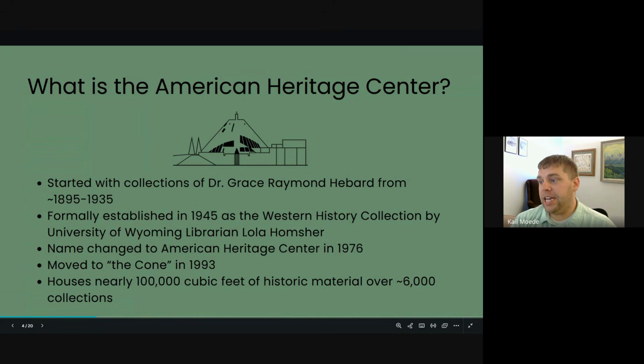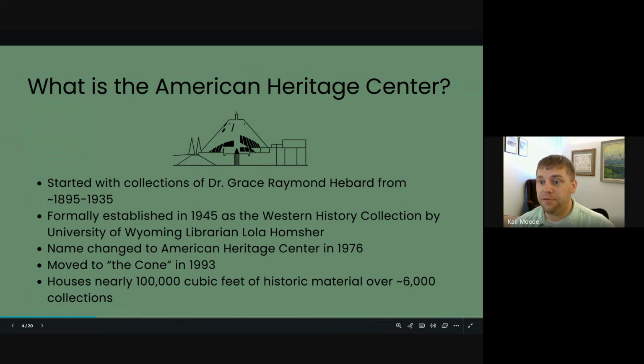But we were formally established in 1945 as the Western History Collection by University of Wyoming librarian Lola Hampshire. In 1976, we kind of stepped out from under the library and changed the name to the American Heritage Center, and then moved to the Cone in 1993. And to date, we house nearly 100,000 cubic feet of historic material in over 6,000 different collections.